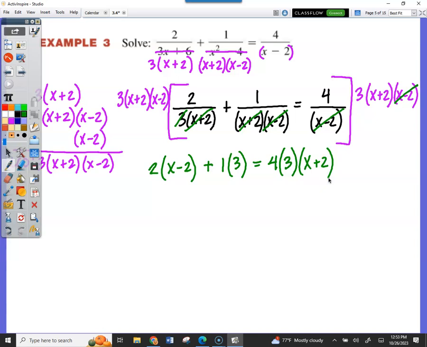So all of the fractions are gone. The only thing that should be left is what part of the LCD the denominator did not have. So if you just say this in your head and then come underneath it like, oh yeah, it's missing 1. Oh yeah, it's missing the 3. Oh yeah, it's missing the 3 and the x plus 2.